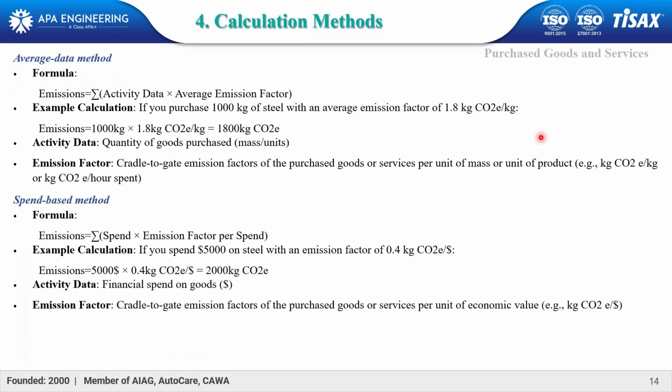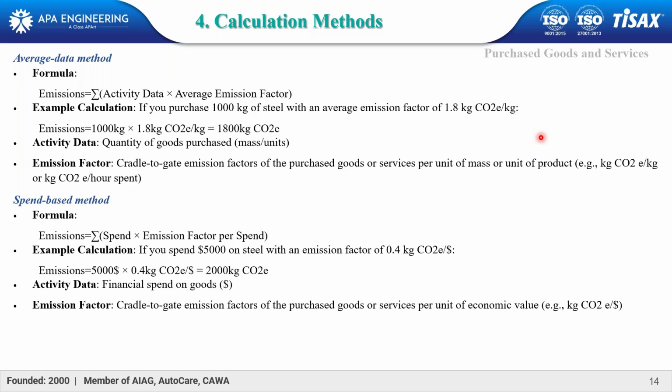Moving to the third method. Here we use an industry-wide average emission factor, so it will make it less precise but easier to apply. For example, if you are using an average factor of 1.5 kg of carbon dioxide emitted in the production of 1,000 kgs of steel, the emission would be the activity data multiplied by the average emission factor.